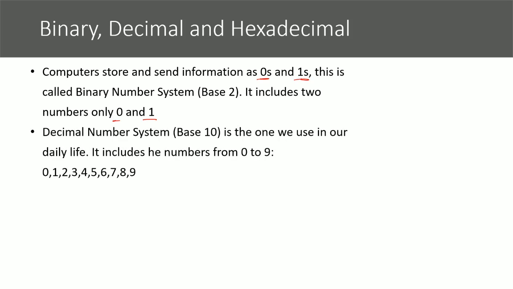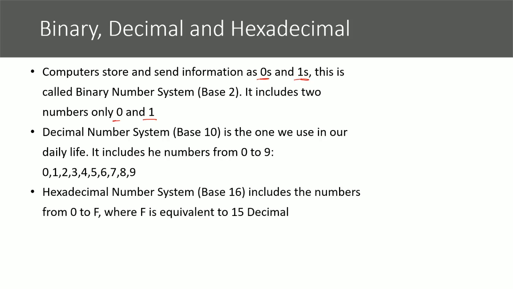There is another number system, which is the decimal number system or base 10. This is the one we use in our daily life. It includes the numbers from 0 to 9, which are 0, 1, 2, 3, 4, 5, 6, 7, 8, and 9. These are the numbers we usually learn in school and teach our kids, and these are the numbers we use to calculate in our daily life.